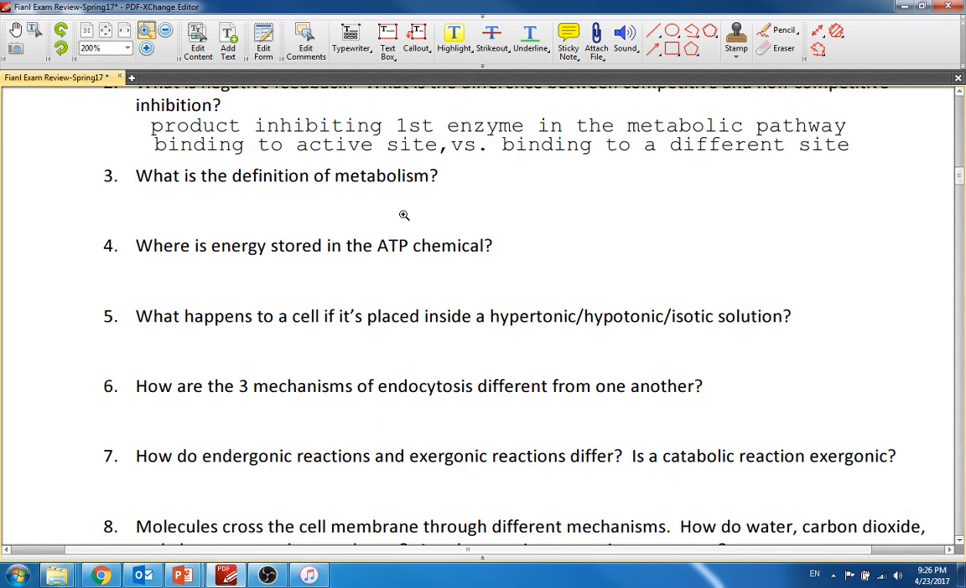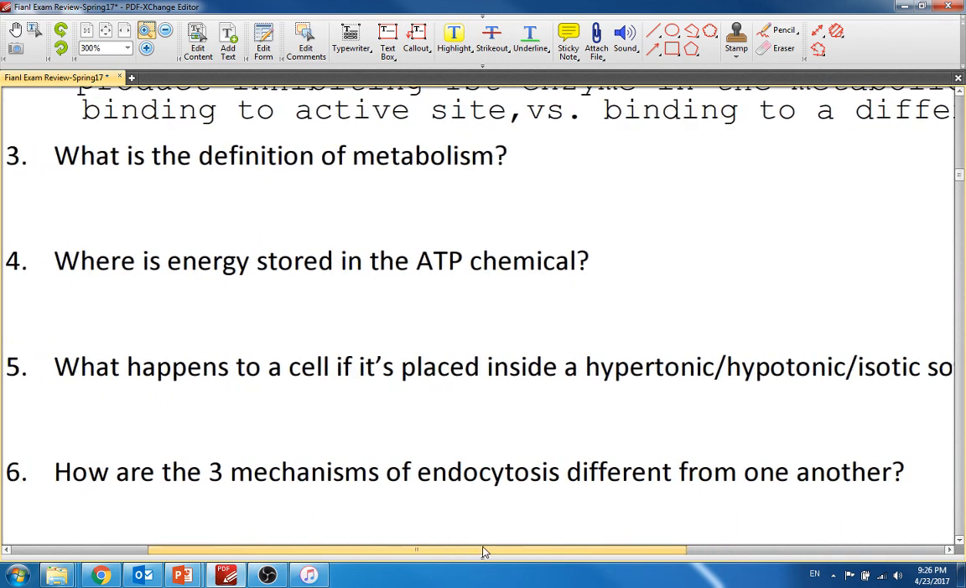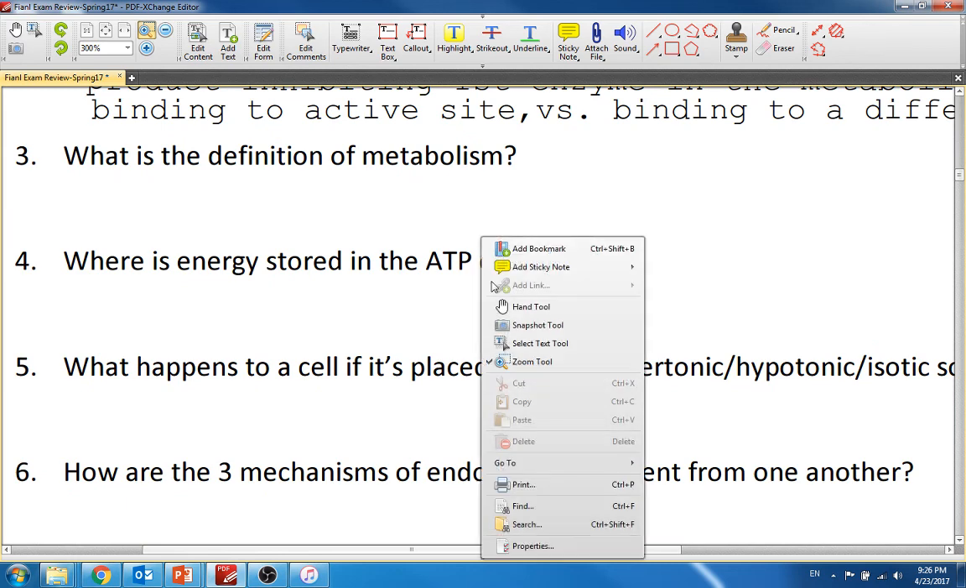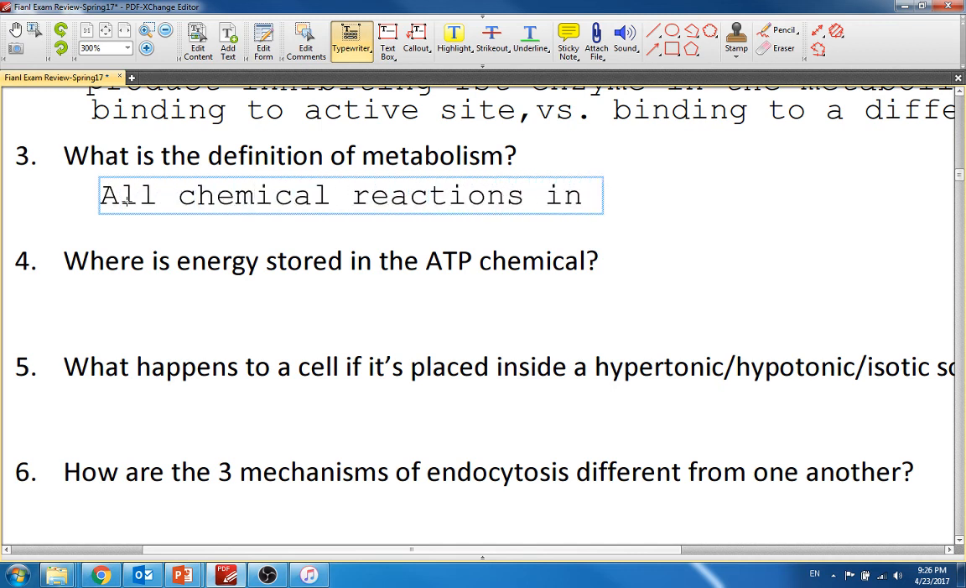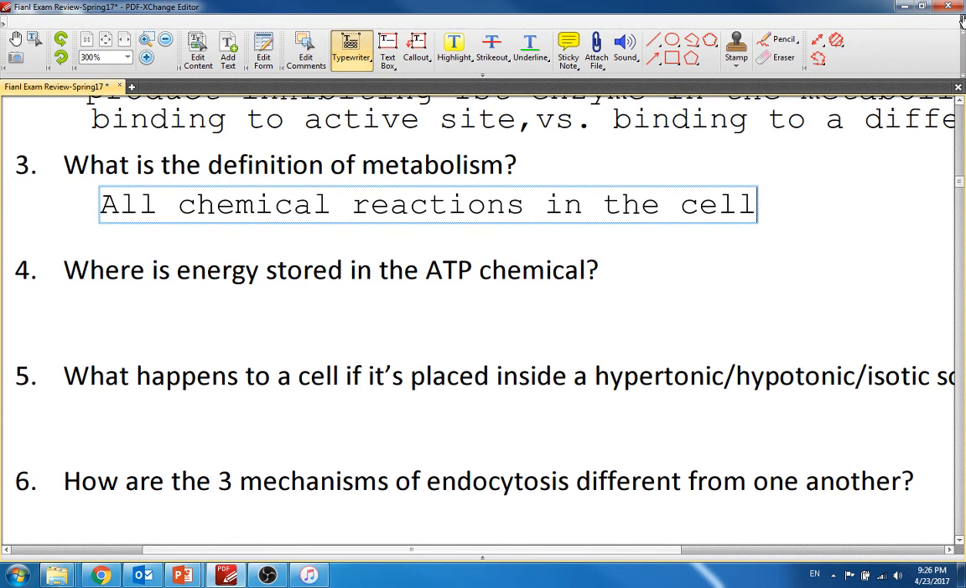Number 3, what is the definition of metabolism? Metabolism is all the chemical reactions that happen inside a cell. So it includes reactions that build up larger molecules, and it also includes reactions that break down complex molecules into smaller and simpler molecules. Some reactions release energy, others create energy, but everything together inside a cell is metabolism.